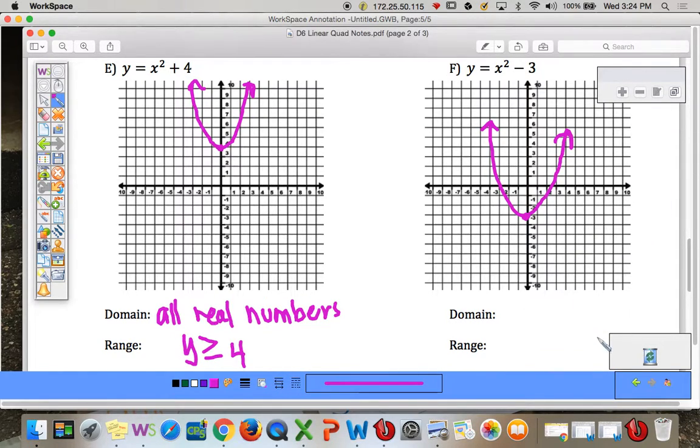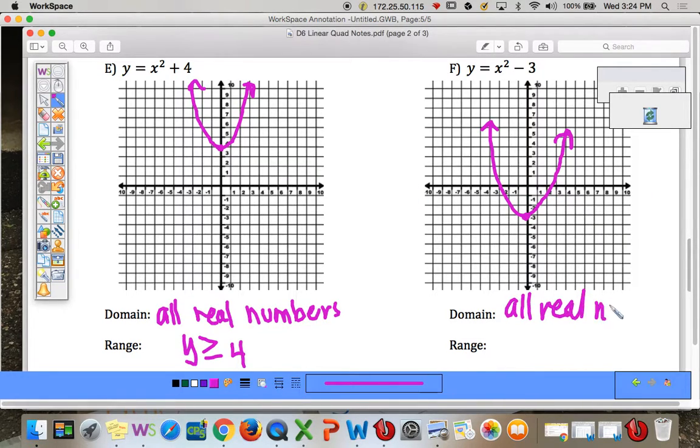Let's look at the domain and range of this one. Again, all real values of x, all real numbers, because the graph keeps going. But the range, here the range changes. The lowest value is -3 and above. So y is greater than or equal to -3.